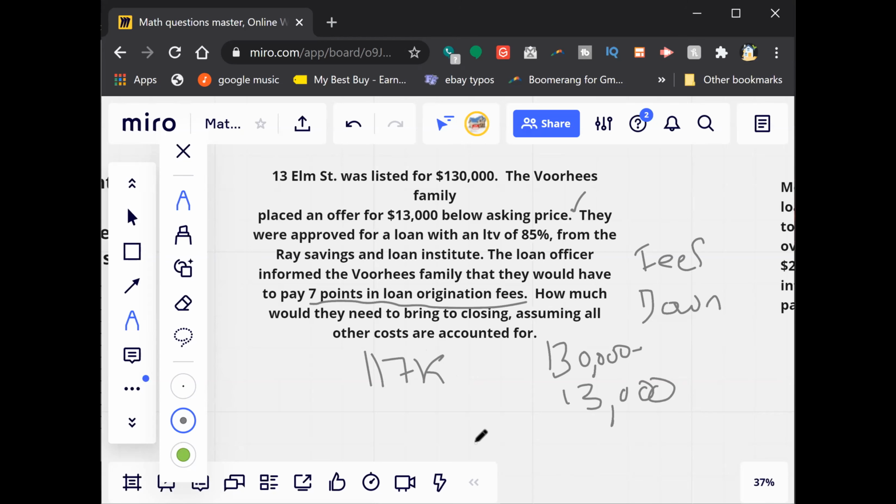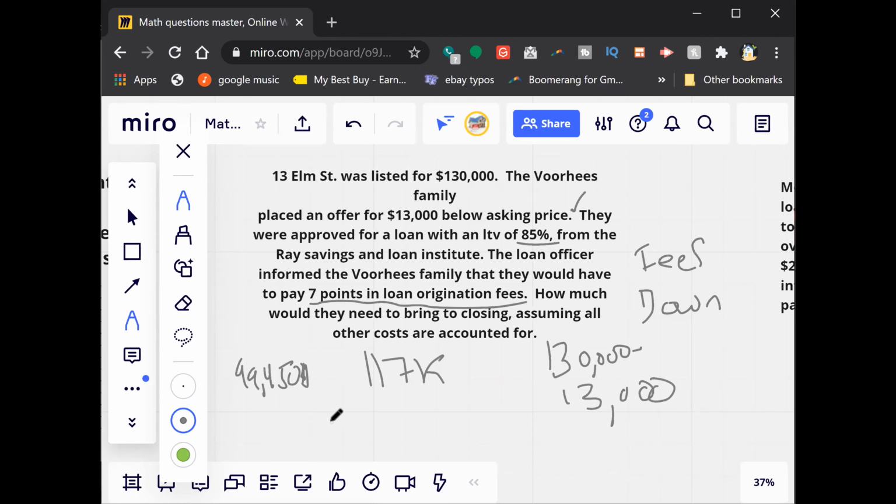Okay. We need to figure out how much the loan is, right? So we're going to multiply by 85% because it's an 85% loan to value. So what happens is this. 117,000 times 0.85 would give you 99,450. So that was the loan amount, $99,450. So what would be our next step here?